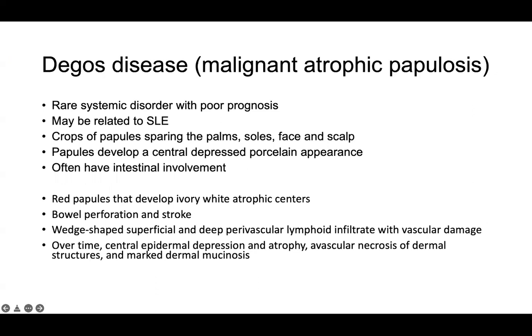Dagos disease or malignant atrophic papulosis is a rare systemic disorder with poor prognosis. It may be related to lupus. You have crops of papules sparing the palms, soles, face, and scalp. So it's sparing those areas, but everywhere else can be involved. Papules develop this central depressed porcelain white appearance. They often have intestinal involvement, and these patients can actually die of GI perforation in Dagos disease.